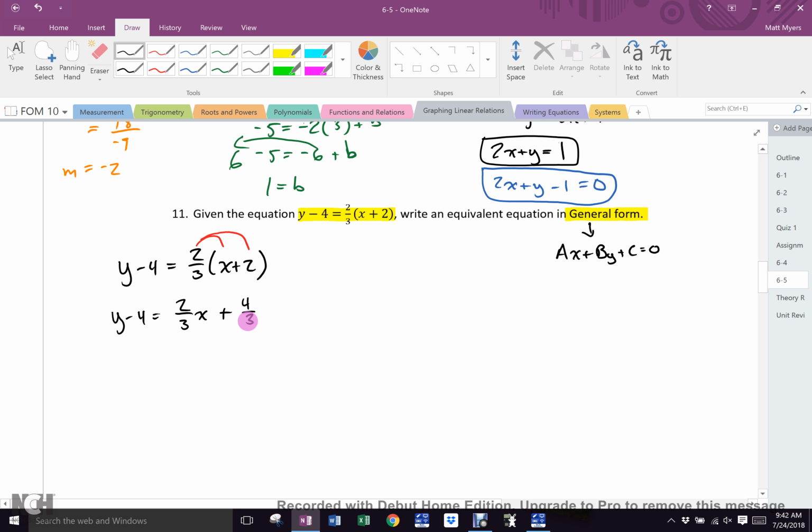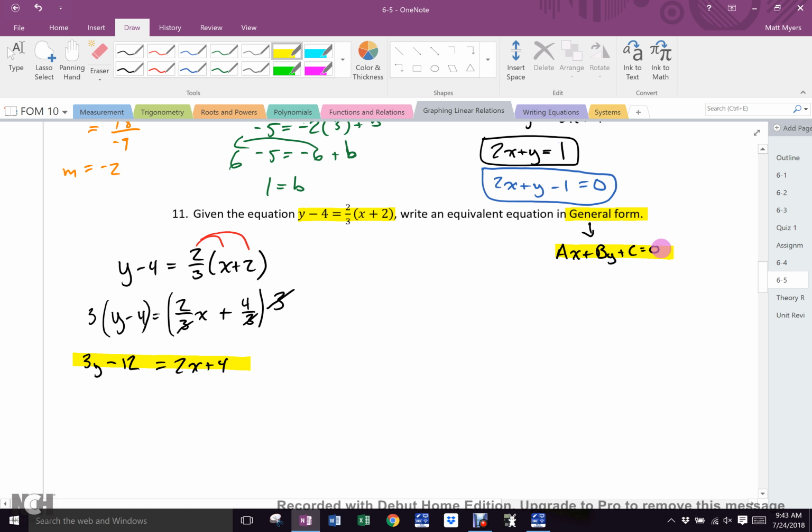Now what bothers you? Fraction? Okay. How do I get rid of divided by 3 and divided by 3? If I multiply this side by 3, what happens to all these 3's? They go away. 2x plus 4. But if I multiply the right side by 3, what do I got to do to the left side? Multiply by 3. How do I multiply 3 through all that? Distribute again. So what is it? 3y minus 12.